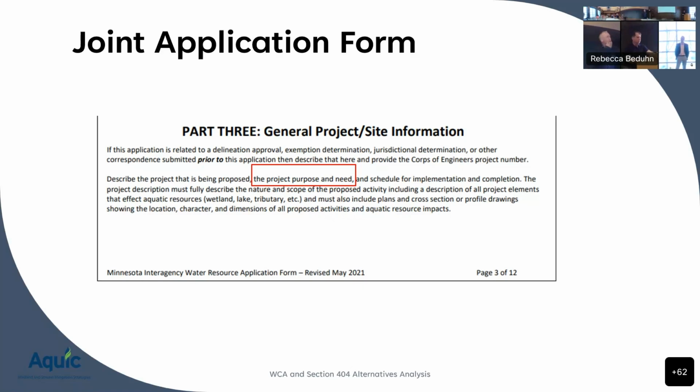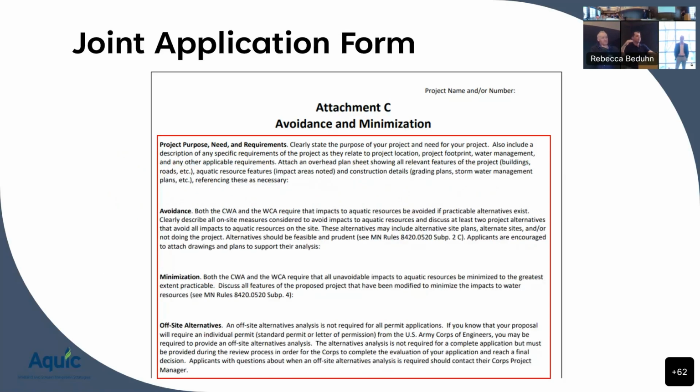And then when you get into Attachment C, this is where you want to make sure that you're going through and providing all of those elements for the agency staff to go through and understand how you're putting together the demonstration of compliance with the sequencing requirements, or the alternatives analysis, under the Corps program. So, to stop there, are there any questions thus far on things that we've covered?